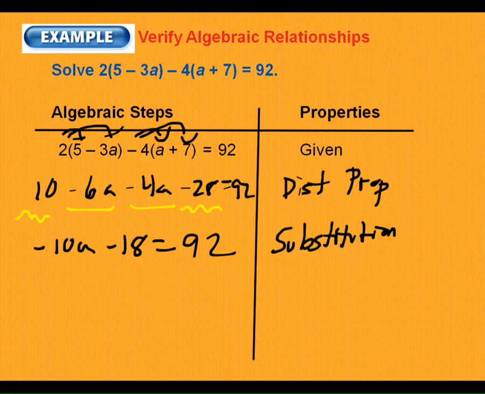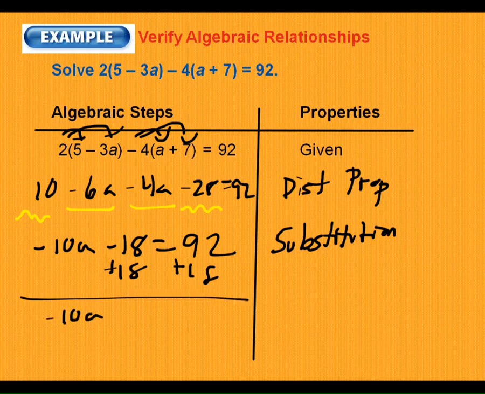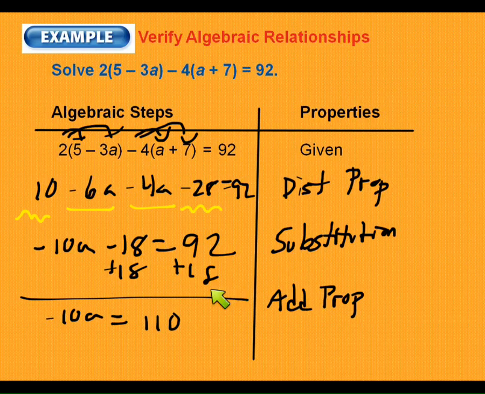At this point, we want to undo the minus 18 next. So we would add 18 to both sides. So I have negative 10A equals 110. What reason gives me that? Addition property. Okay, so that's addition property. Finally, I want to undo this negative 10 times A. So I would divide both sides by negative 10 and get A is negative 10. That's by division property.